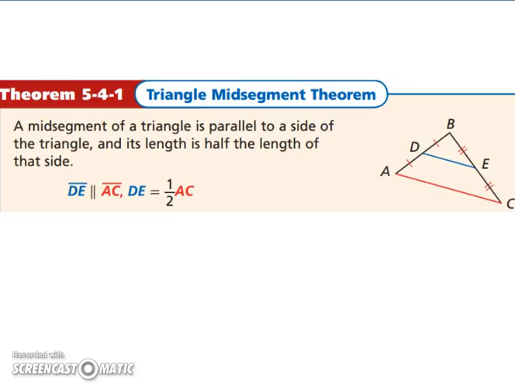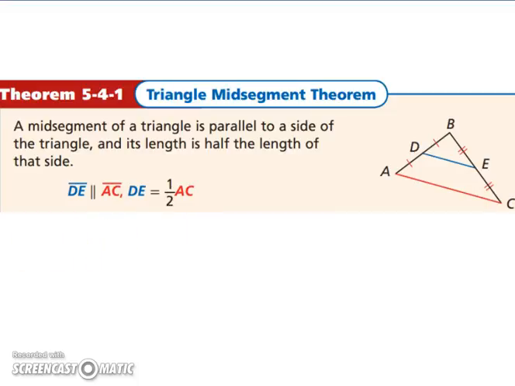Let's look at the triangle midsegment theorem. A midsegment of a triangle is parallel to a side of the triangle, and its length is half the length of that side. That's what we were just looking at. Now we have a theorem to go with it. So DE is going to be parallel to AC, and therefore DE is half the length of AC. It's really important to make sure you're playing with the ones that are parallel. So don't accidentally grab side DE and then AB. They have to be the two sides that are parallel. And the smaller one, the midsegment, will be half the length of the large one, which is the edge of the triangle, in this case AC.